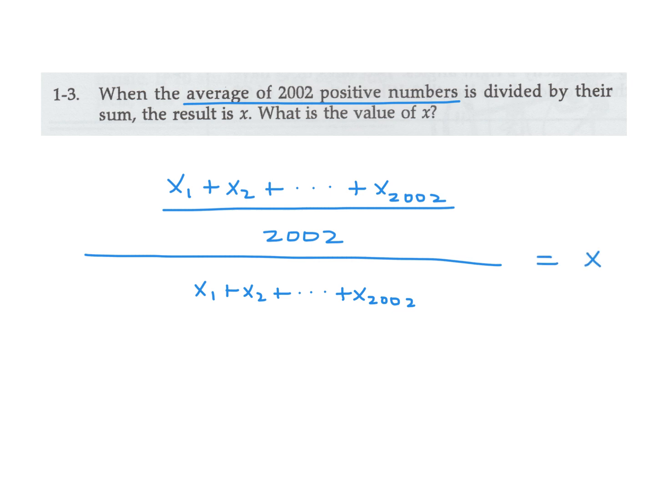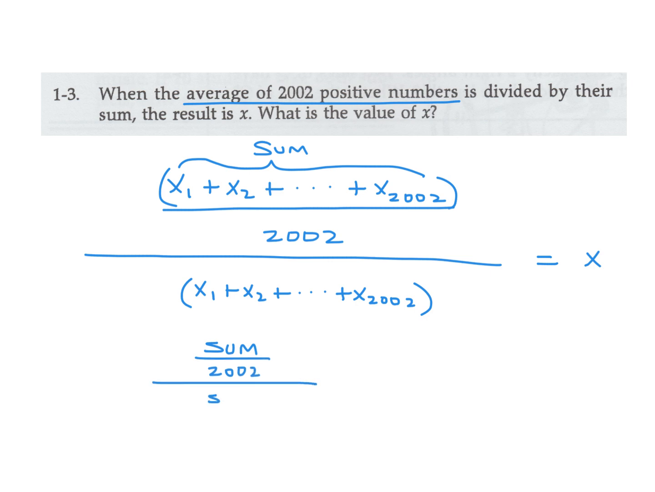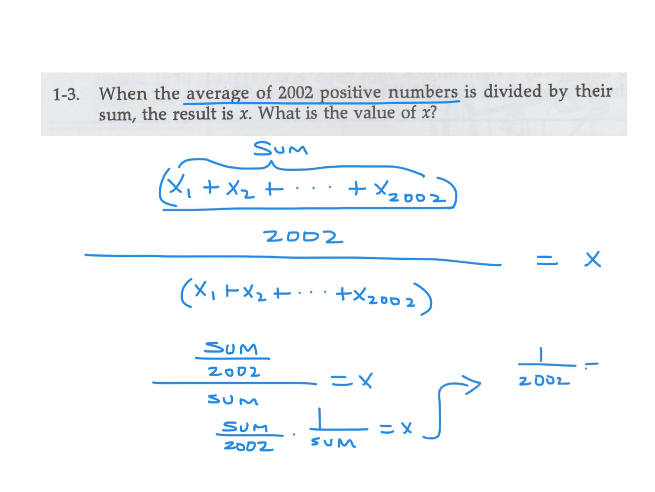Okay, I'm pretty sure that's the algebra. So this whole thing is the same as that. So we'll just call it sum instead of me writing it all up all over again. So really what that is, sum over 2002 over sum is equal to x. So if I invert and multiply, it becomes sum over 2002 times 1 over sum is x. And then basically the sums cancel, so it just becomes 1 over 2002 is x. And I believe that's it.